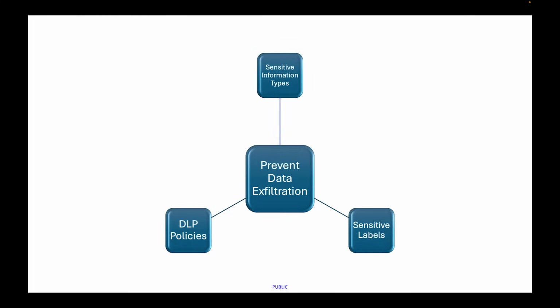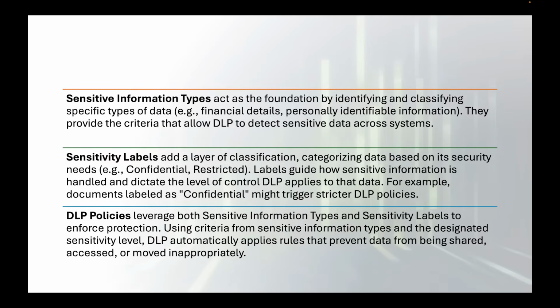data exfiltration. So, sensitive information types act as the foundation by identifying and classifying specific types of data, financial details, personally identifiable information. They provide the criteria that allows DLP to detect sensitive data across systems. So a sensitive information type would be like a US passport number, social security number, things of that nature.